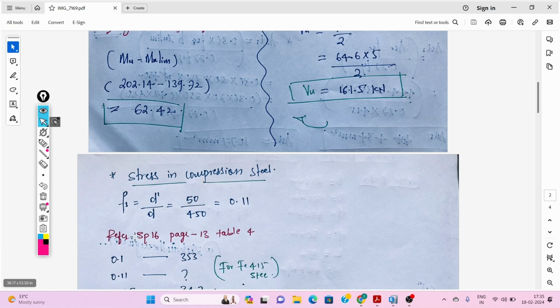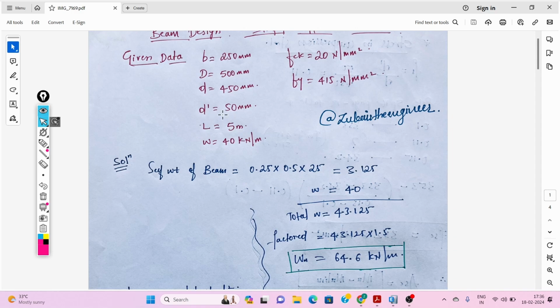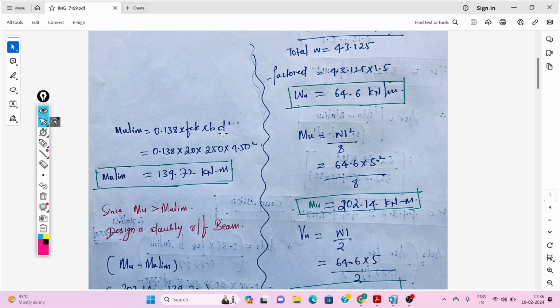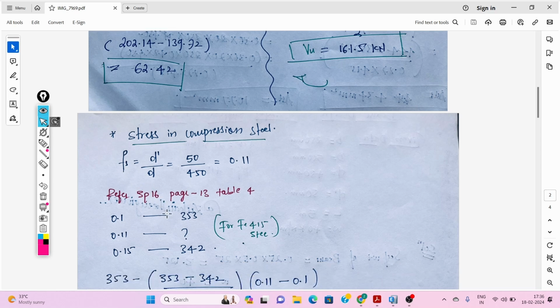Okay, if you refer to SP 16, page number 13, table number 4, we need d dash by d. Here we have the effective cover of 50 mm. If you calculate d dash by d, 0.11 will be the answer. Okay, so we need to find the fsc value using SP 16, page number 13, table number 4.